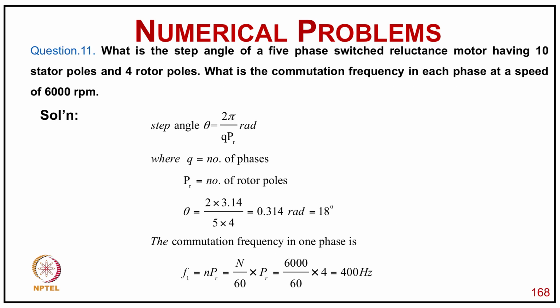Now coming to question 11: what is the step angle of a 5-phase reluctance motor having 10 poles on the stator and rotor poles 100? What is the commutation frequency of each phase at 6000 rpm? Step angle θ equals π/(Q × P_R), where Q is the number of phases and P_R is the number of rotor poles, so θ comes to 18 degree, and the commutation frequency is N × P_R, which comes to 400 Hz.